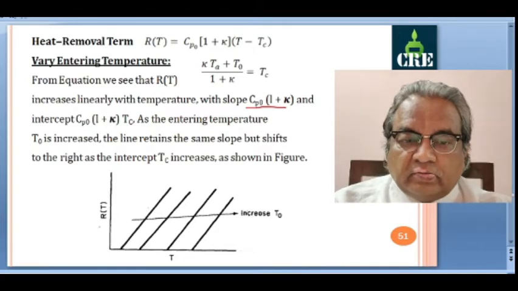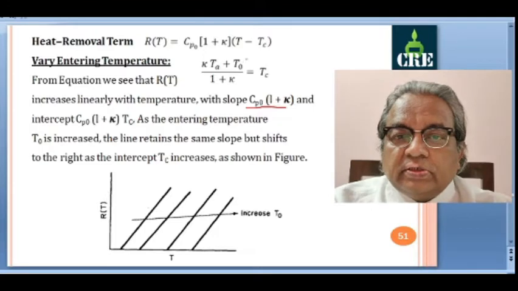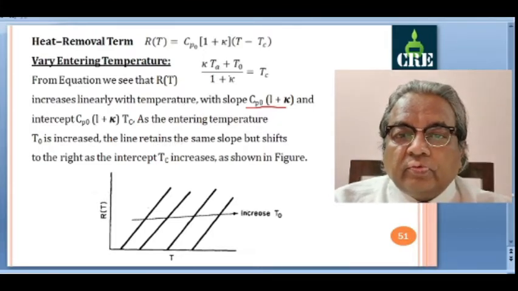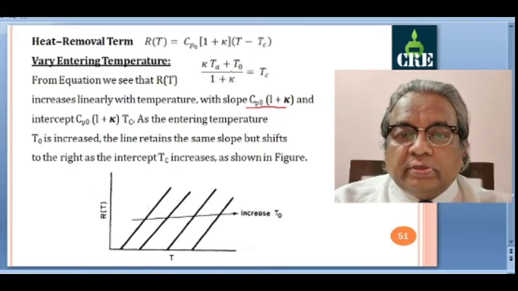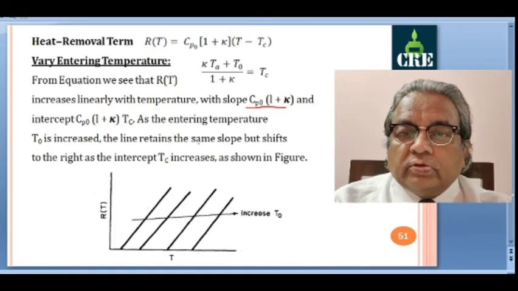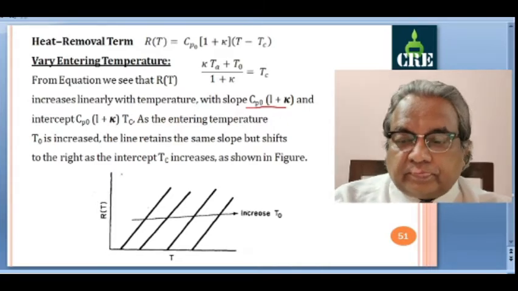There is a minus sign, so the y-intercept here will be negative. If you increase T0, there will not be any change in slope, but the intercept will change. So this line with the same slope will shift towards the right as the intercept increases.